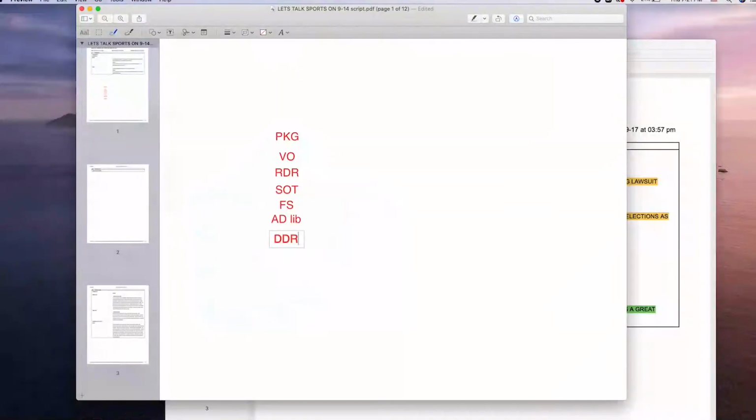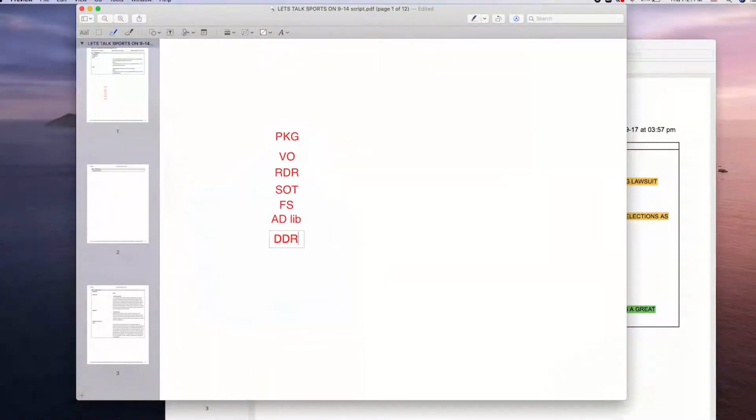So RDR, that's not a cue that you'll see, but that's what we say is a reader. And a reader is anything when you see a massive block of text in your script and they're just reading it. There's no video, there's no picture, there's no graphic. It's just the anchor looking at the camera, telling you the full story. That's what's called a reader. It's annotated as RDR. SOT, or SOTs, which stands for sound on tape, is basically a quick little interview.